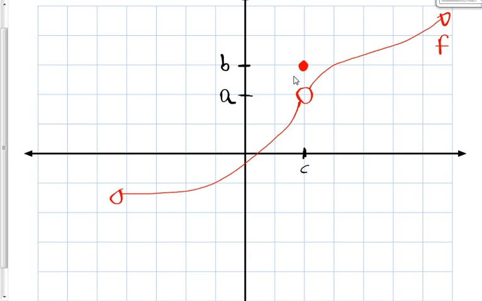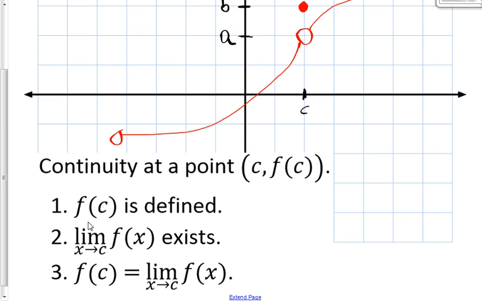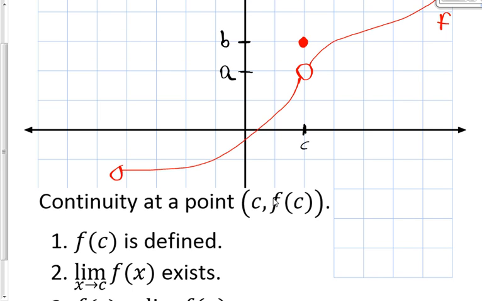Here's another case. The only difference here is I've actually defined f of c to equal b. f of c is equal to b here, okay? So let's check our criteria. First criterion: f of c is defined. That's true in this case. f of c in this case is actually equal to b.